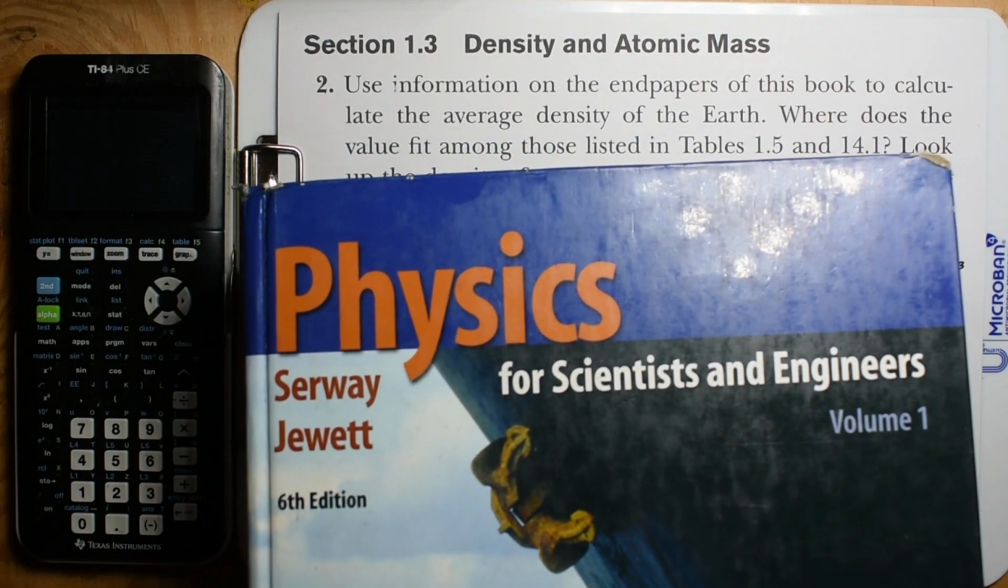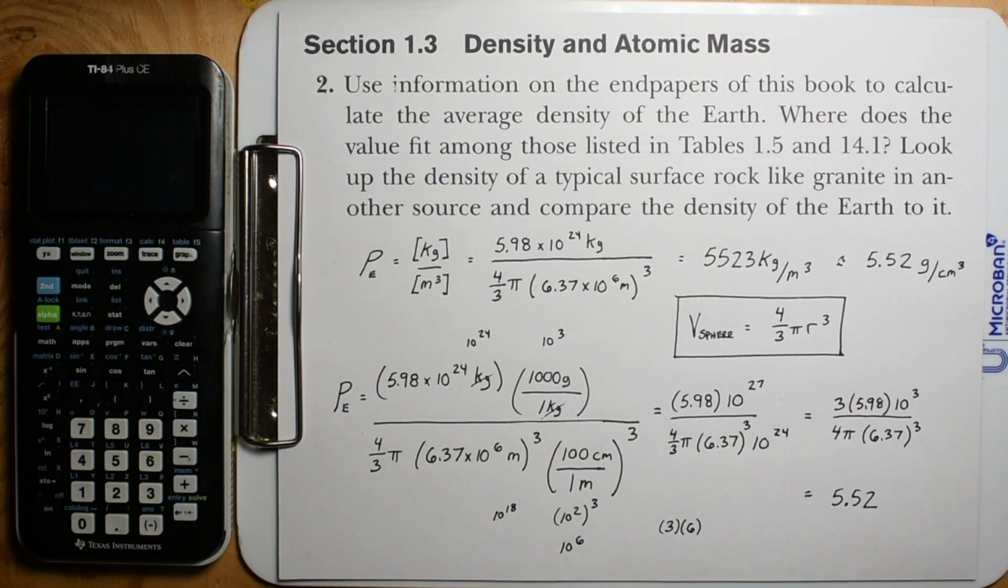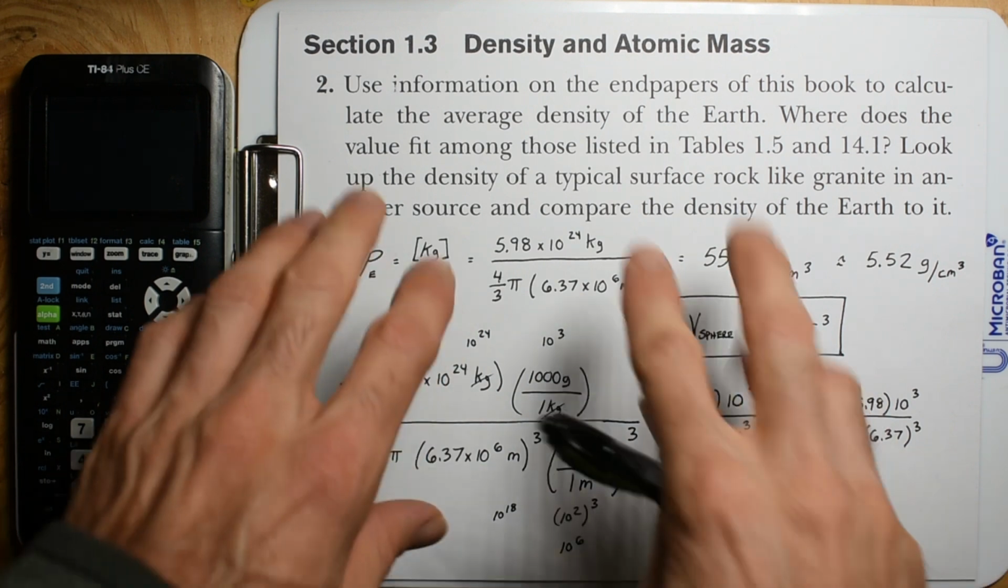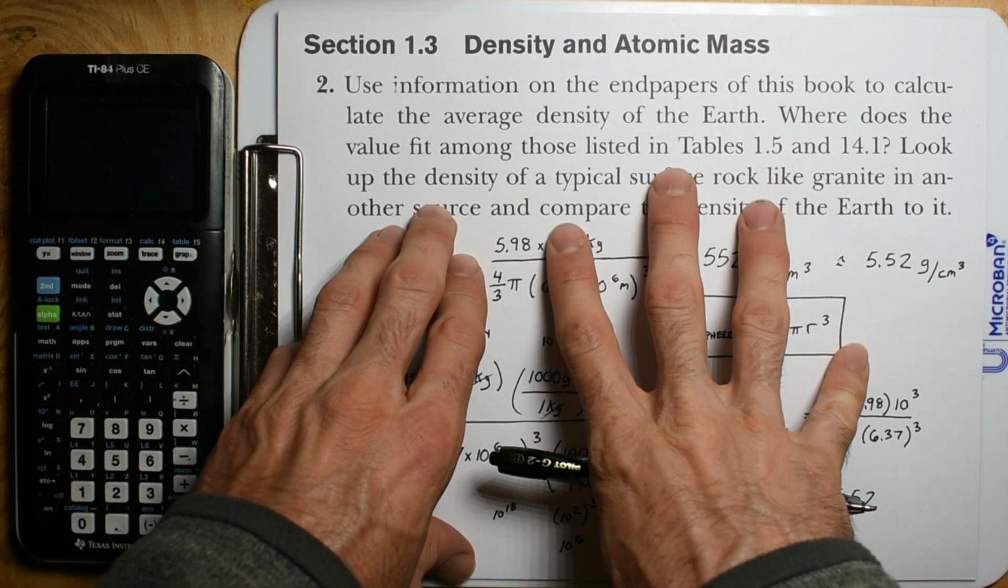Alright, so we have Physics for Scientists and Engineers, and this is the second problem in the book. We're going to do the quick answer. It wants to know what's the density of the Earth.